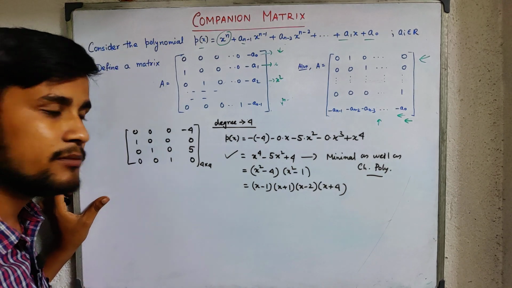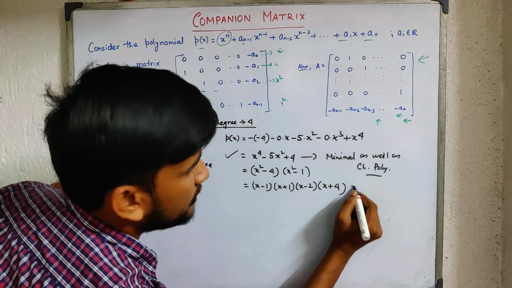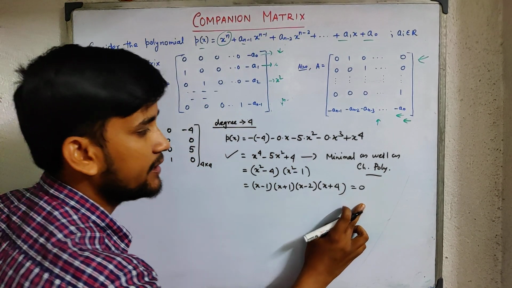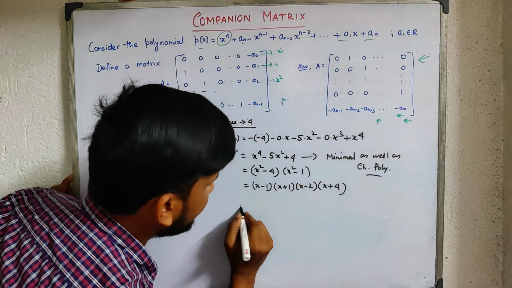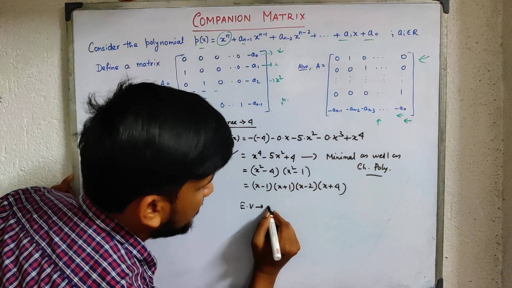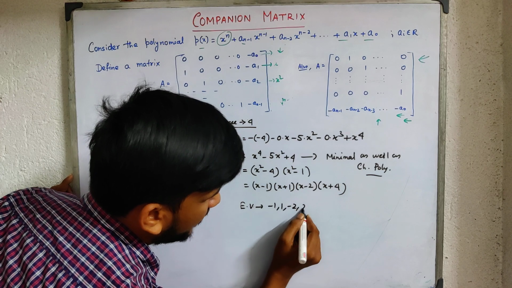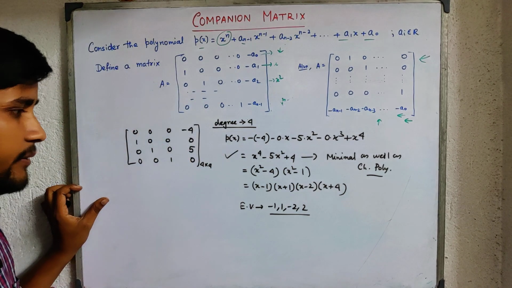Now what are the eigenvalues of this matrix? If we take this equal to 0, we definitely get the eigenvalues. The eigenvalues are -1, 1, -2 and 2. Okay, these are the eigenvalues.